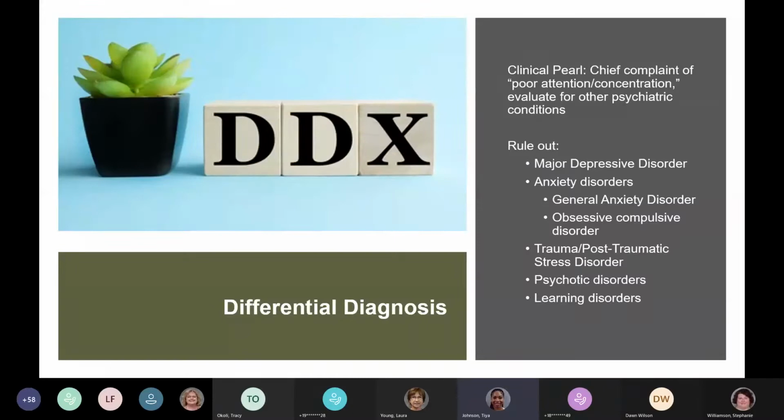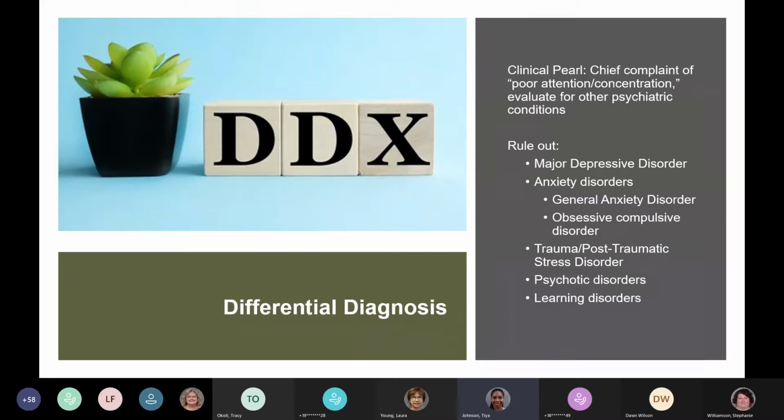Along those lines, when we're thinking about the differential diagnosis, this is another clinical pearl: when you have the chief complaint of poor attention and concentration or poor focus, please, please, please evaluate for other psychiatric conditions, because ADHD is not the only psychiatric condition which affects attention and concentration. You need to rule out major depressive disorder, because one of the main symptoms of depression is poor attention and concentration.